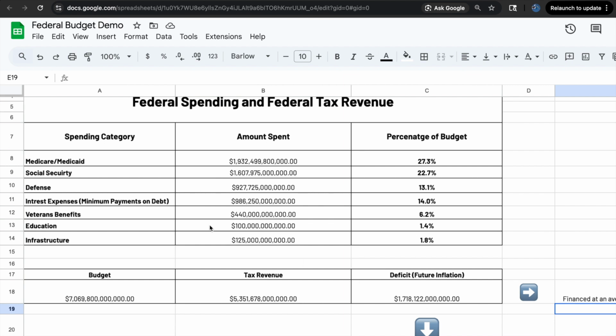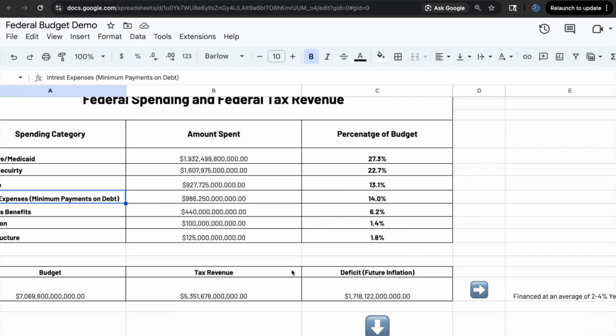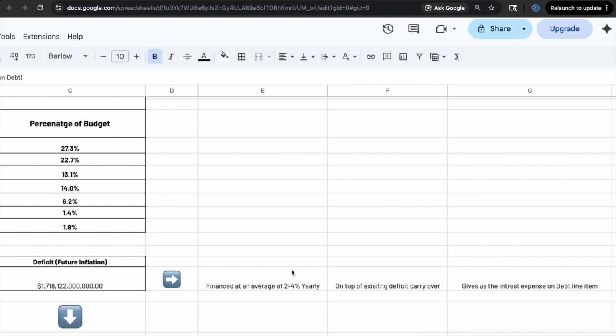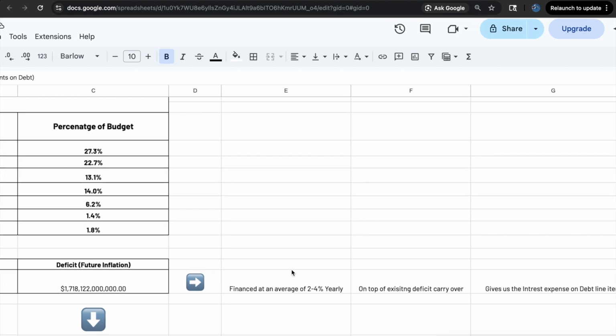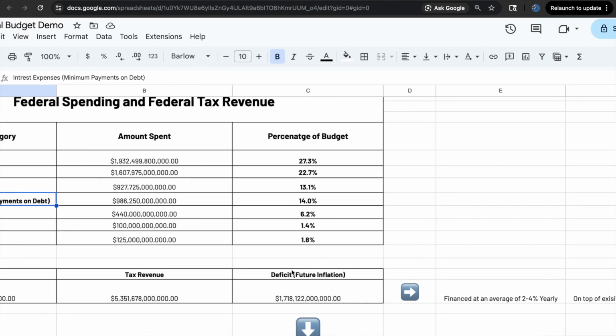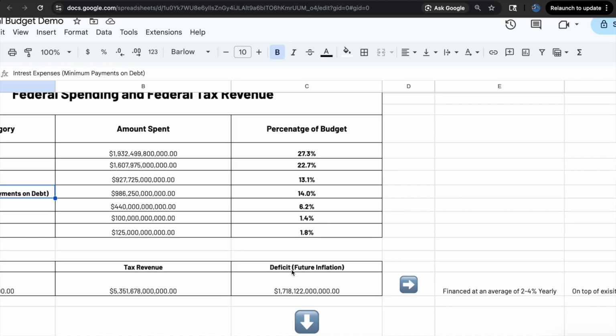Let's understand the line item, interest expenses. Every year, the government pays money to the people that finance the government debt through bonds. We pay bondholders an average of 2 to 4% a year to help finance the debt. This is on top of the debt that we still owe. This amount gives us the interest expense on the debt line. It's helpful to think about it as if the US is doing the bare minimum payments on a credit card to satisfy the bondholders. Now, let's understand the real horror of this debt problem. That is, money creation that causes inflation.